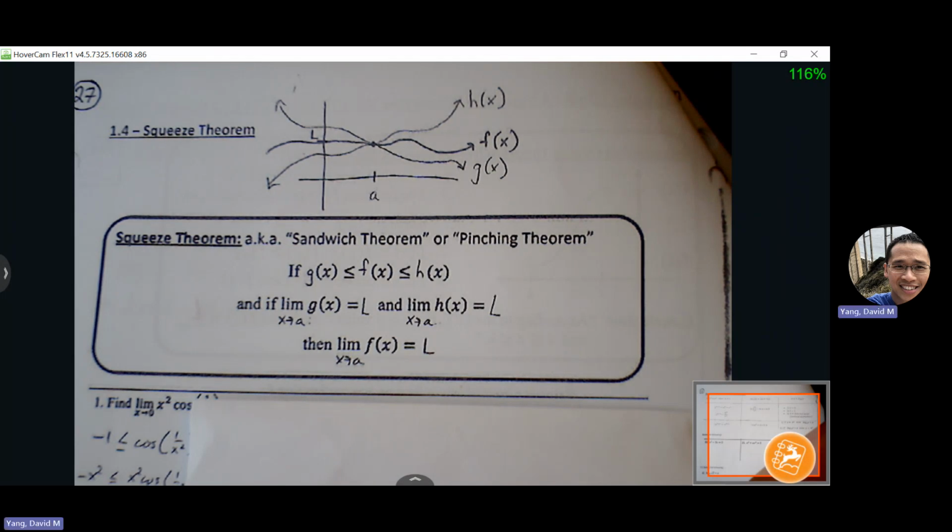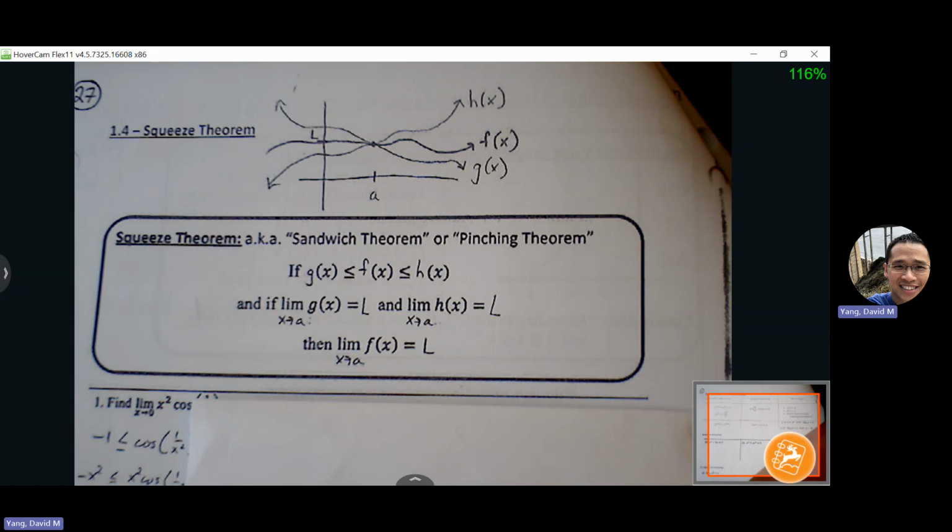And let's say we're able to prove that the limit as x approaches a for g of x is equal to L. So the lower function reaches a limit of some number, and then the upper function also reaches the same number. Then what can I conclude about the middle function? The middle function has no choice but to be, in a sense, kind of squeezed between the two functions and also share that same limit. So that's all squeeze theorem is.